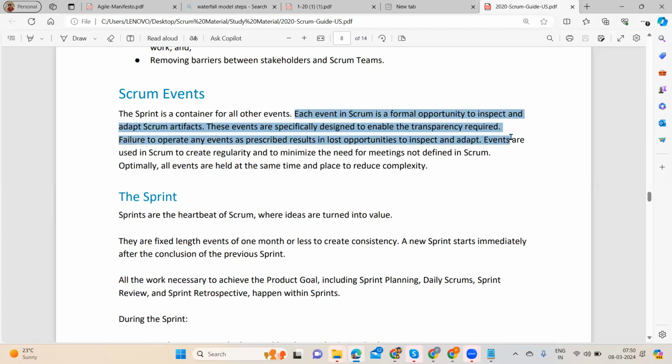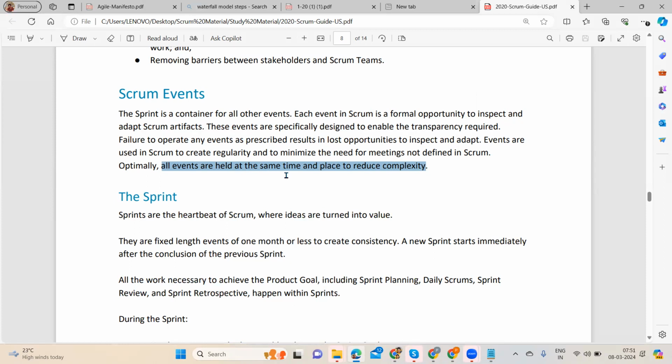These are specially designed to enable the required transparency. Failure to operate the events as prescribed results in lost opportunity. Inspect and adapt events are used in Scrum to create regularity and to minimize the need for meetings not defined in Scrum. Optimally, all events are held at the same time and place to reduce complexity. So what they mentioned in the Scrum Guide is that all events are held at the same time and place to reduce complexity.